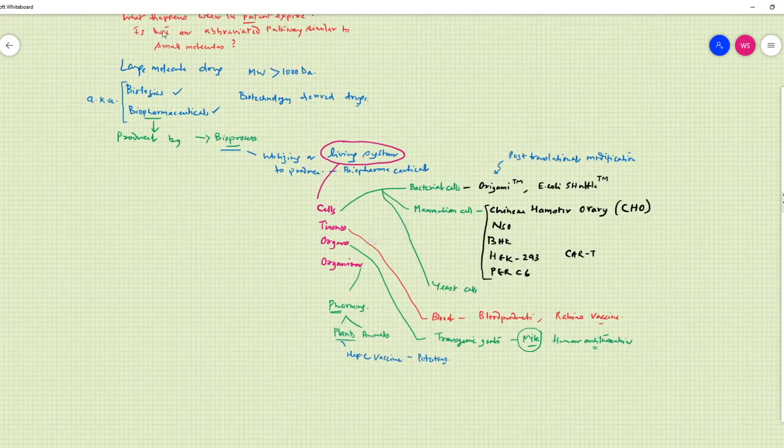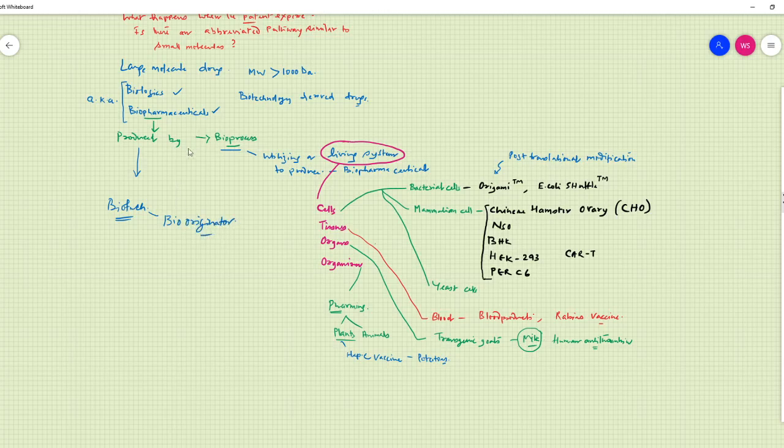So what are large molecules? They are biopharmaceuticals produced by a bioprocess. Molecular weight is greater than 10,000. Okay. So again, a biopharmaceutical is not produced by a pharmaceutical company. We call biopharmaceuticals are produced in a biotech company. Okay. So biotech companies usually produce biopharmaceuticals. And again, this is the bio originator.